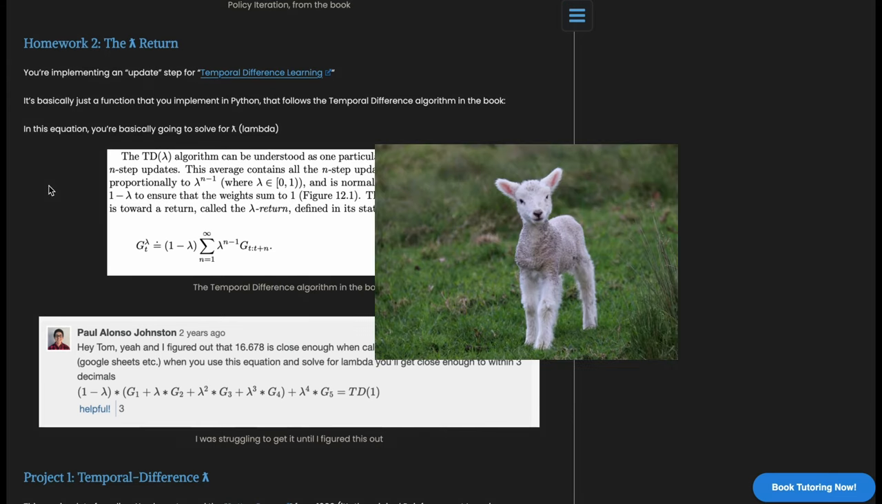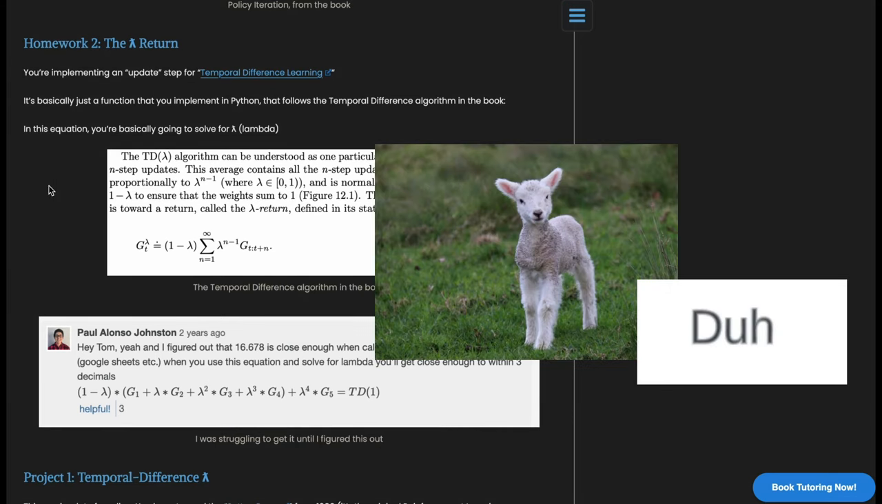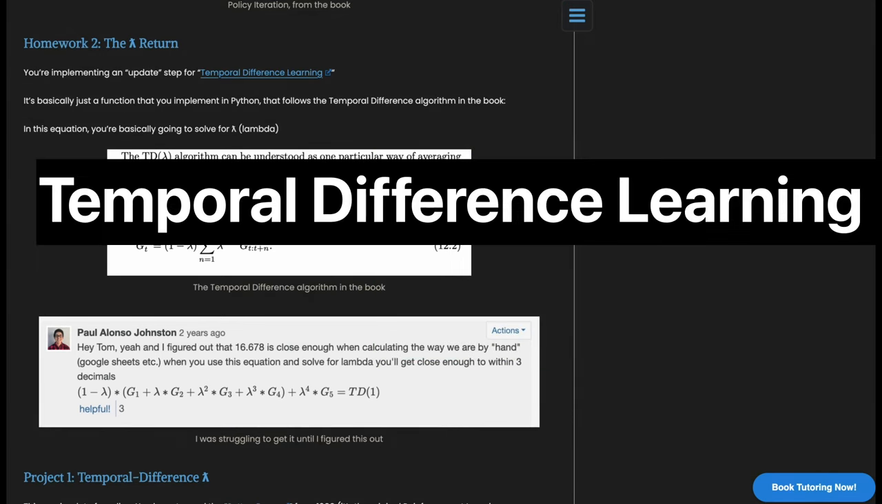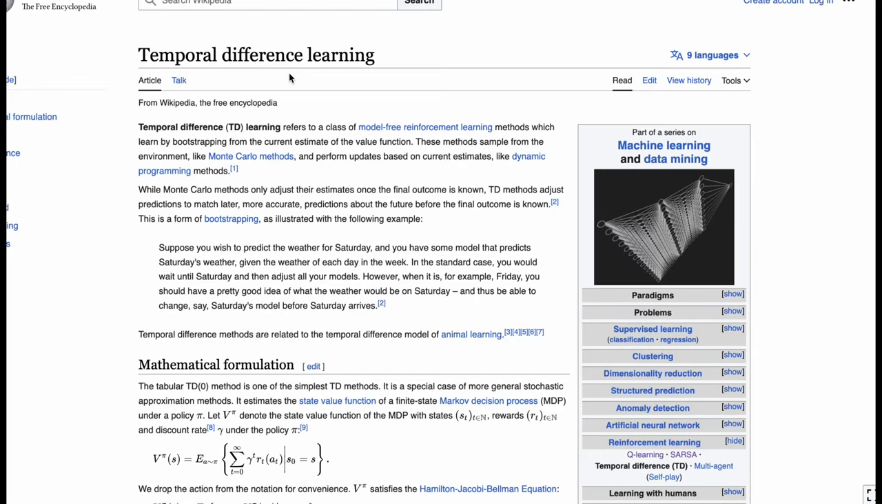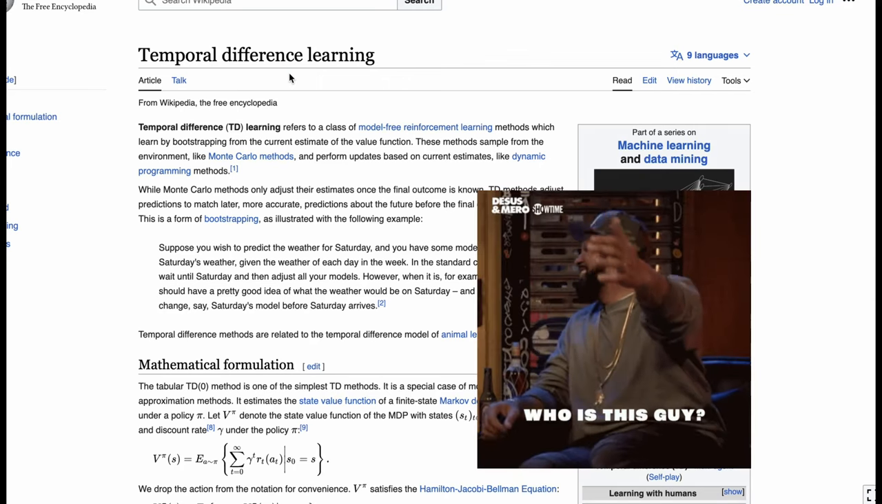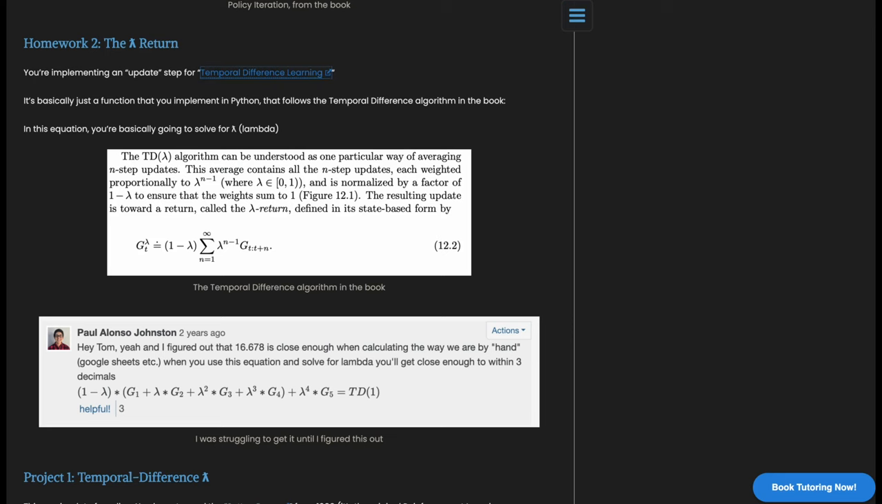And then we got homework two. So this is called the Lambda return. And you're going to do this thing called temporal difference learning. And temporal difference learning is basically a reinforcement learning model, but you're like following the pattern over time and making small updates. It's honestly really confusing. This whole class I found like to be super, super confusing. But I've put in my 2 cents here about what helped me to solve this problem.